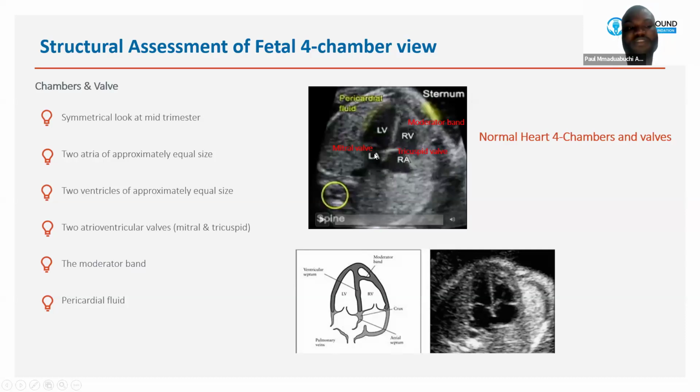While looking at the chambers and valves, you should be very much concerned with the placement of the tricuspid valve and the mitral valve, of which the tricuspid valve is located a bit above the mitral valve. You also have to check the sizes of the ventricles to be sure that the two atria have approximately equal size and the two ventricles also have approximately equal size.